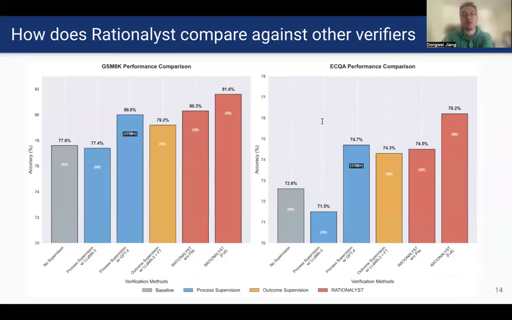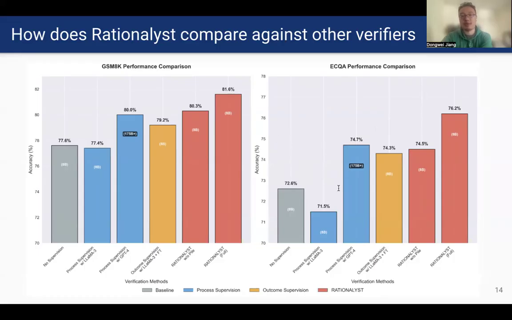Finally, let's see how Rationalist compares to other verification methods. First, a quick overview of the approaches. No supervision is our baseline without any verification. Process supervision evaluates each reasoning step during generation, and outcome supervision only checks the final answer. The agent model used here is Llama 3 8 billion Instruct.